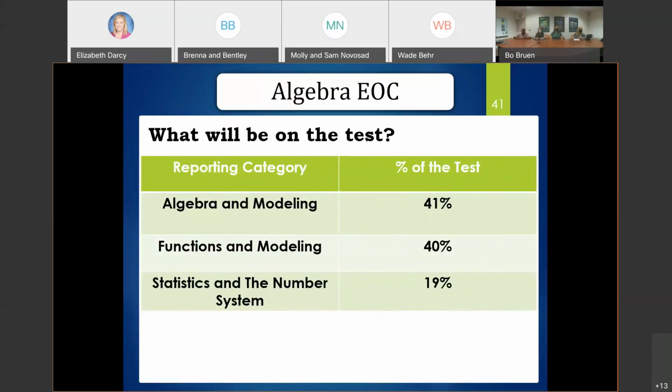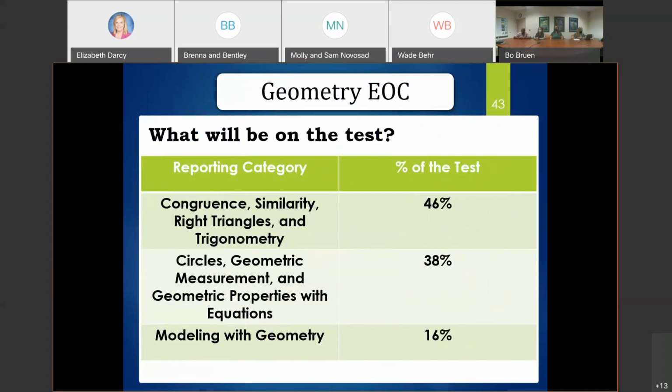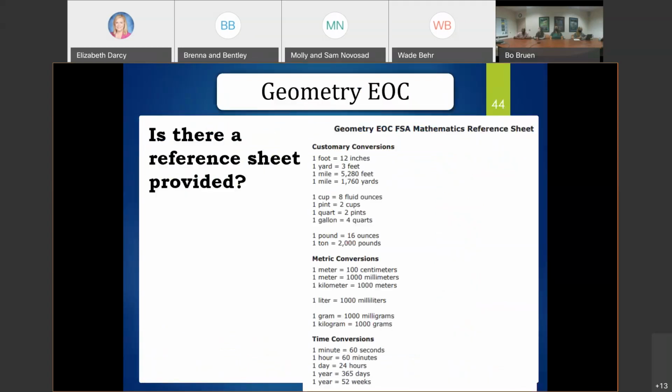We have algebra and modeling, functions and modeling, and then statistics and the number system for your algebra tests. The algebra reference sheet will have conversions only. And the geometry test will have congruence, similarity, right triangles, trigonometry, circles, geometric measurement, geometric properties with equations, and modeling with geometry. And you also have conversions and a couple of geometric formulas as well as your equations for linear functions.